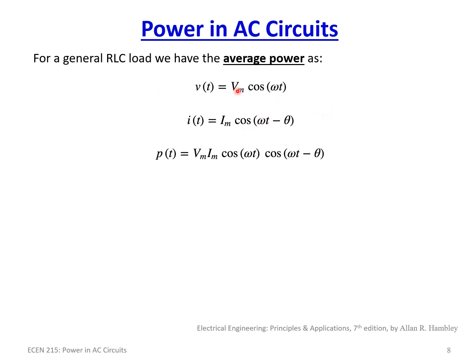This so far we have been doing in all of our circuit analysis up to this point, so we know we can get to this point in our calculations. And power is just simply Vm times Im, our two magnitudes, times cosine omega t times cosine of omega t minus theta. What is the phase difference?